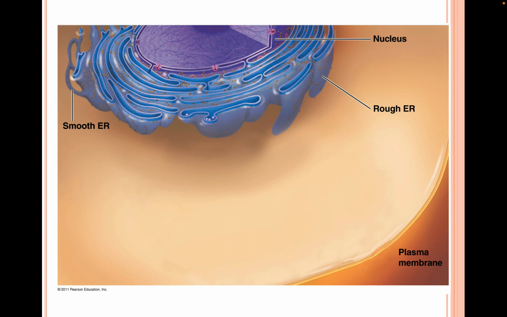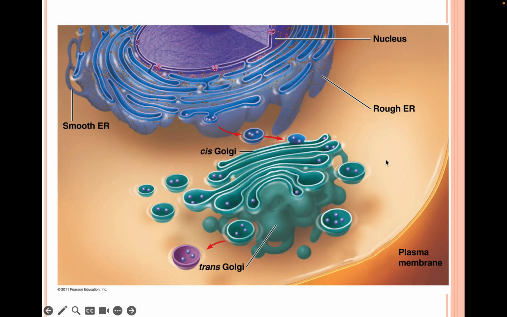All right. So here's a close-up again of the nucleus and the endoplasmic reticulum. There's rough ER and some smooth ER in there. Here's the vesicle leaving the endoplasmic reticulum and heading to the Golgi. And then here's a trans Golgi vesicle leaving the Golgi apparatus behind and heading to the cell membrane for export.